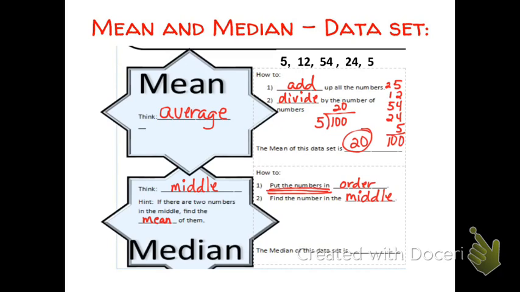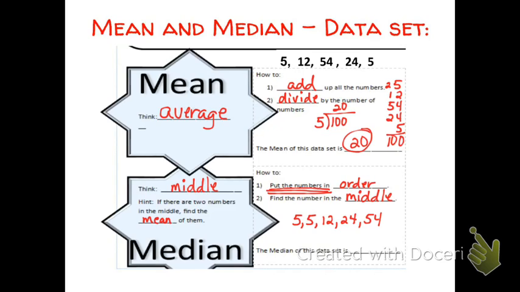And then you simply find the one that's in the middle. All right, so let's put our 5 numbers in order from least to greatest. So what's the smallest? 5. And then the next one? 5 again. Good. And then 24. 54. Okay, that's it. That's our numbers in order.